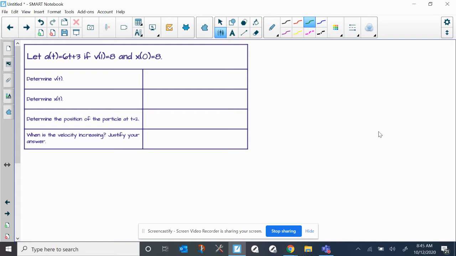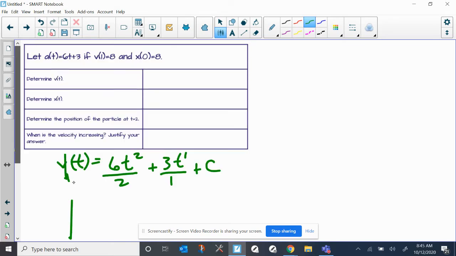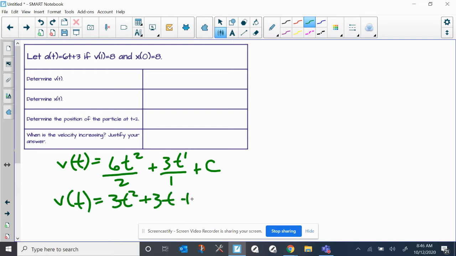the antiderivative of acceleration. So v of t equals, and then I'm going to bring the coefficient down, but I'm going to add to the power, divide by my new power. That 3 is really a 3t to the 0, so it becomes 3t to the first, divide by 1, plus c. Okay, so I have velocity equals 3t squared plus 3t plus c.